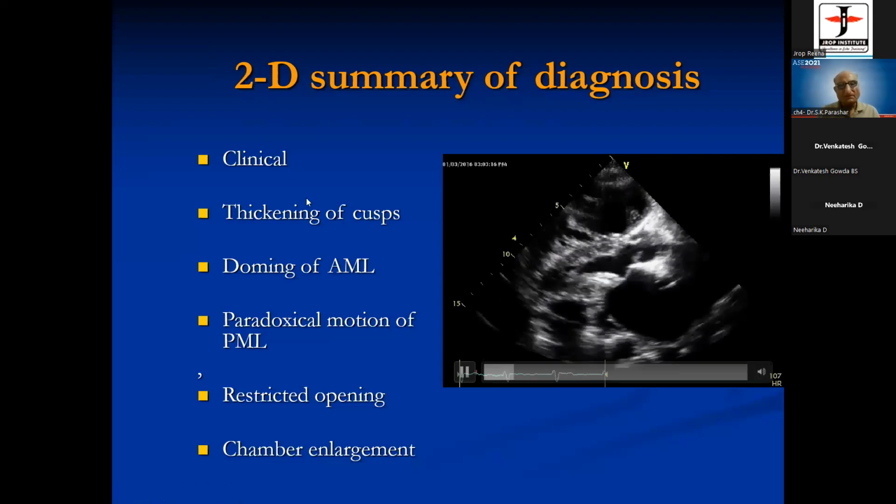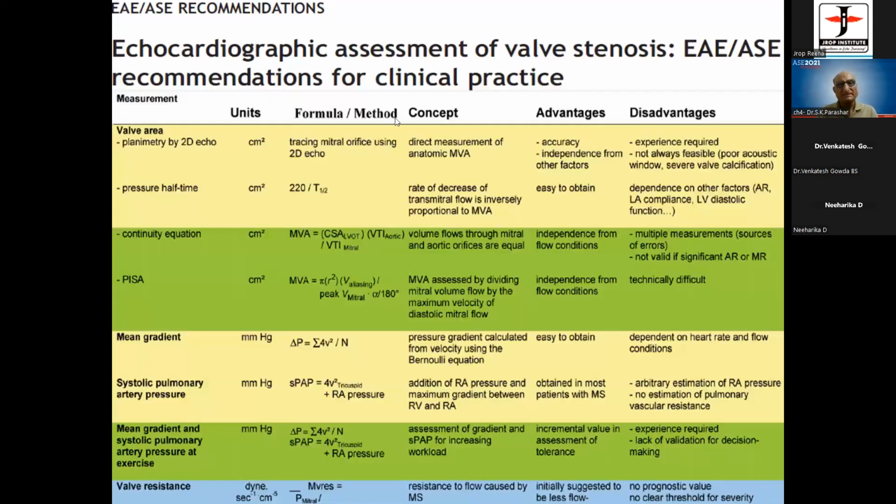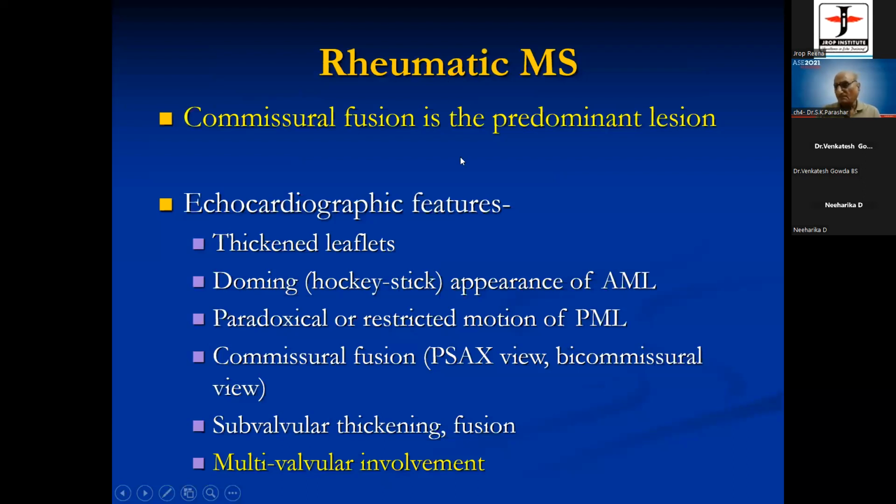Etiology: for your practical purposes, the most important cause is rheumatic mitral stenosis. And then, as we will show you just now, a fusion of the commissures, I'll show you, don't worry, and multivalvular involvement are more in favor of a rheumatic etiology. So I'll show you just now.